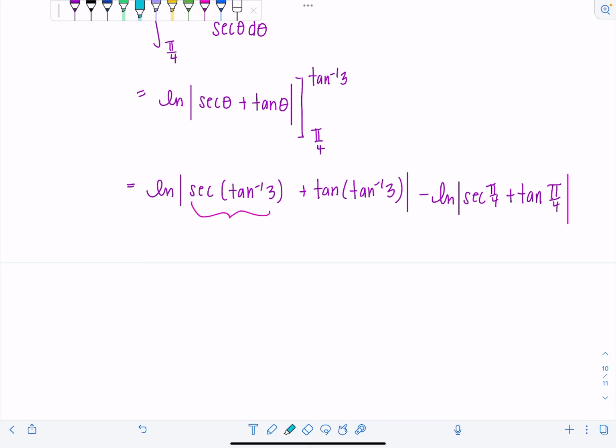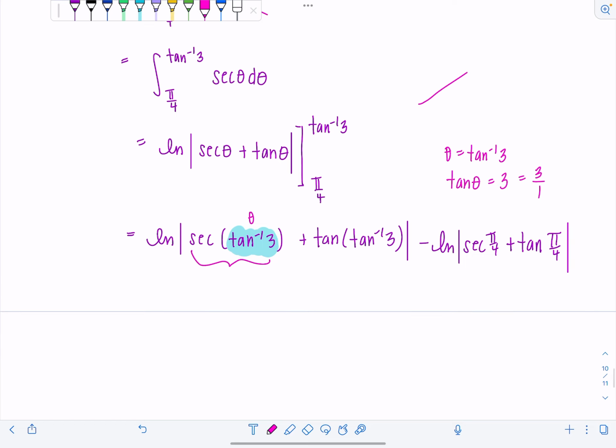Well, remember, anytime you see an inverse trig function, that represents an angle. So you can call it theta if you want. So I'm going to call this theta. And remember, if theta is equal to tan inverse of 3, that means tangent of theta equals 3, which I want you to think of as 3 over 1. So it's triangle time. I'm going to draw a cute little triangle over here. Oh, so cute. Here's theta, and it's SOHCAHTOA time.